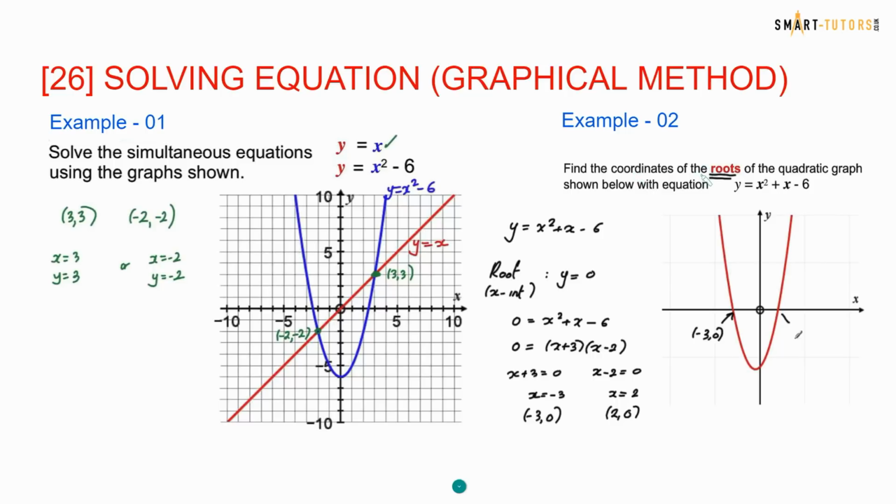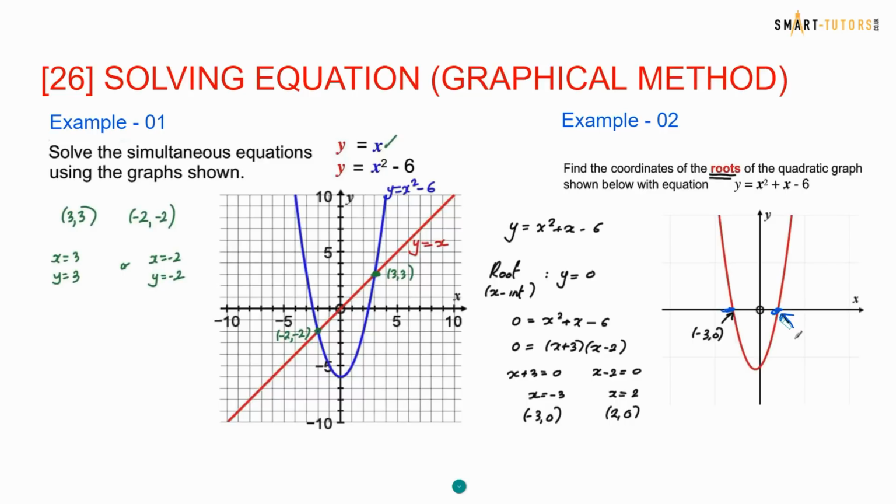In algebra, let's look at this example 2. Find the coordinates of the roots of the quadratic equation. Remember, if the question carries the word roots, that means the points where the graph intersects the x-axis. Here the roots are this point and this point. So if you substitute y equals 0, that's where the graph is cutting the x-axis. So you can do the algebra method.